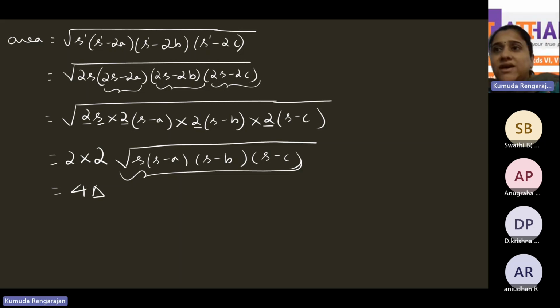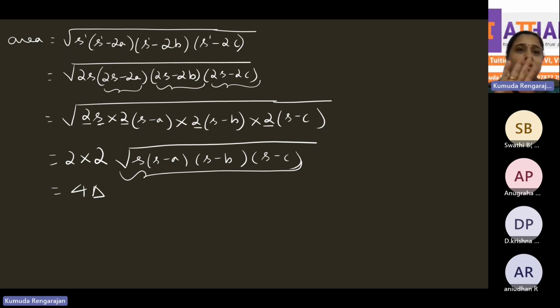What is the area of the original triangle? Delta. New triangle 4 delta. So what is the increase? From delta, it's become 4 delta. So how much is the increase? 4 times.